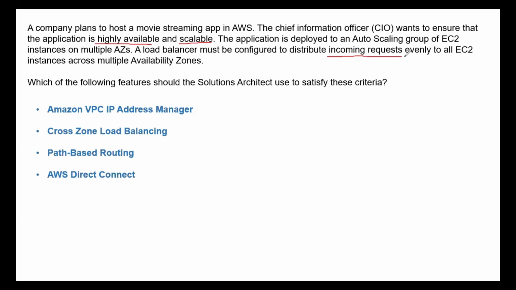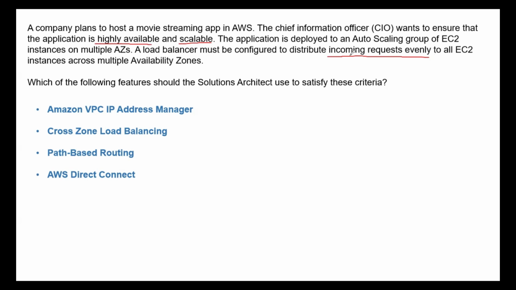This is very important. How can we enable the load balancer to distribute the incoming requests evenly to all the instances across multiple availability zones? Let's say you have availability zone A where we have 2 instances, and availability zone B where you have 8 instances. So the number of instances per availability zone is different. But in spite of that, how can you make the load balancer transfer an equal amount of traffic to each availability zone?